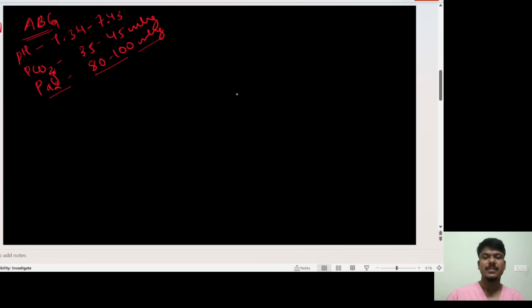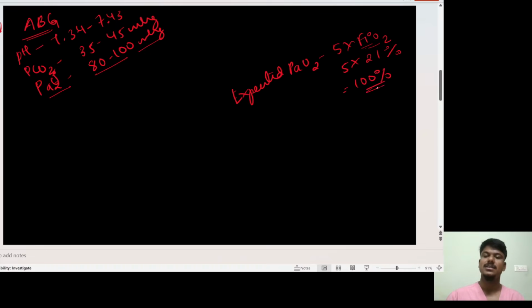How can we expect the PO2 level? Expected PO2 level will be 5 times the FiO2, fraction of inspired O2. If the patient is on room air, normal atmosphere contains 21 percent oxygen concentration. So if you multiply 5 and 20, approximately you'll get 100. So normal PO2 on room air will be 80 to 100.